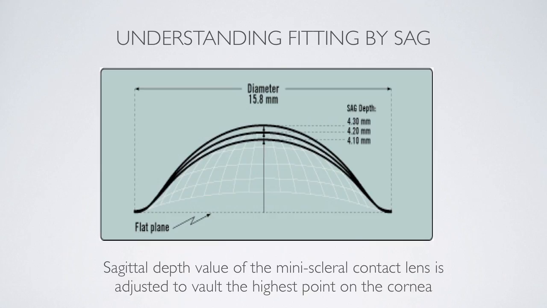So what exactly is sag? Well, if I took an MSD lens and I placed it on a tabletop, and I measured from the table surface to the highest point inside that lens, that is the sagittal depth of that contact lens. And the depth of that contact lens is adjusted so that it is going to vault over the cornea on which it's placed.